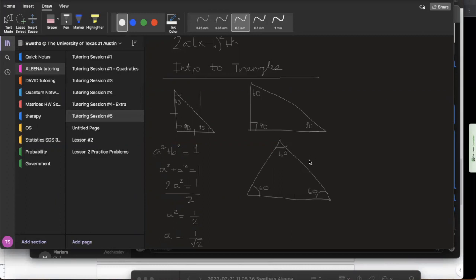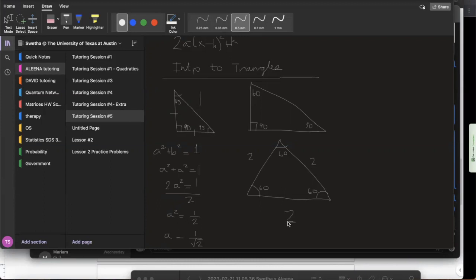Okay, so let's say that what length do you want to give each of the sides of this triangle? You can pick any number, but I prefer an even number. Like 2? Yeah, let's do it. So this is 2, 2, and 2.